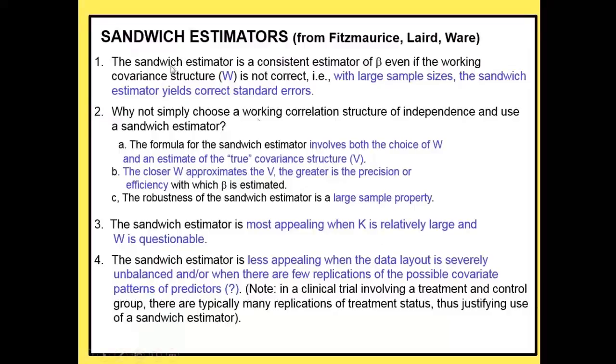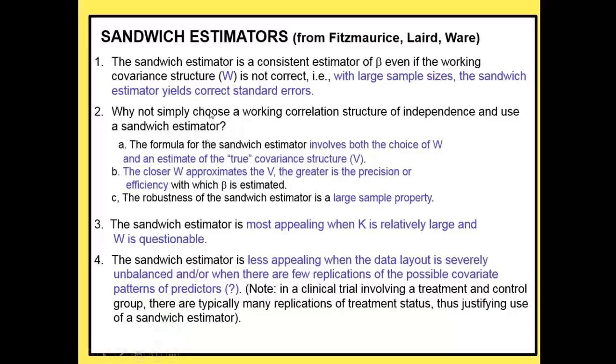One of the books that I mentioned, a difficult book to read in terms of the detail, which gets very mathematical, is by Fitzmaurice, Laird, and Ware. They have some things that deal with some of these issues without getting technical. They say the sandwich estimator is a consistent estimate of beta, even if the working covariance structure W is not correct. So with large sample sizes, the sandwich estimator yields correct standard errors. And that's basically what I've been saying.